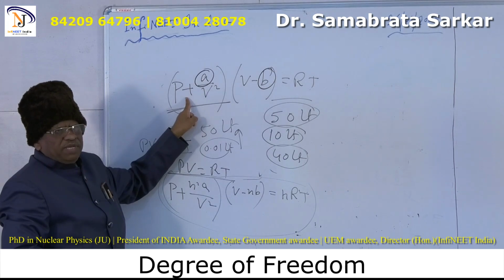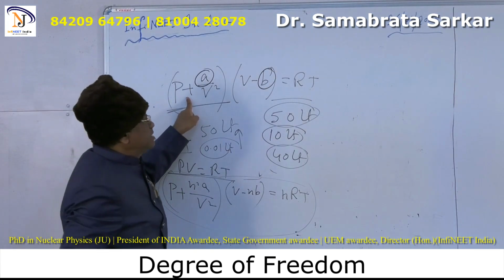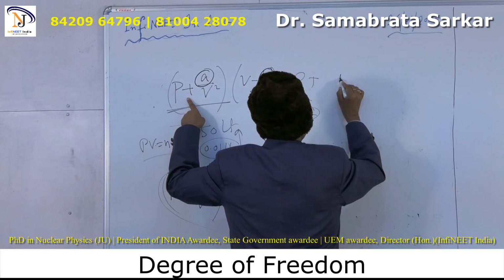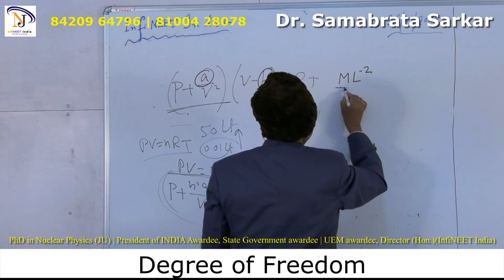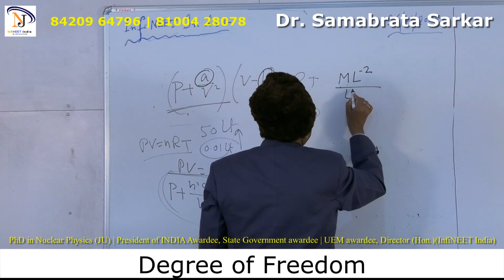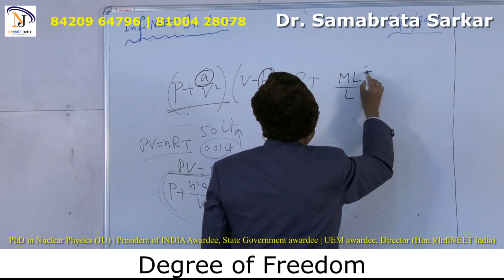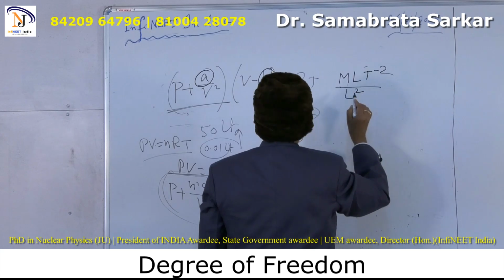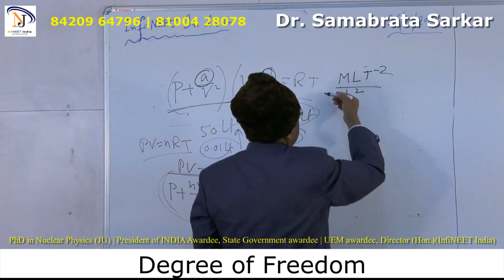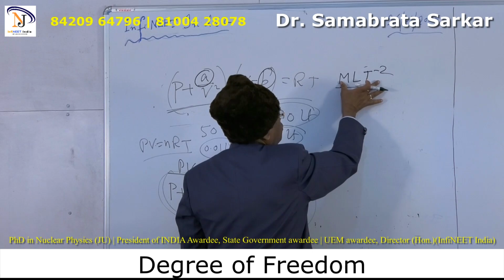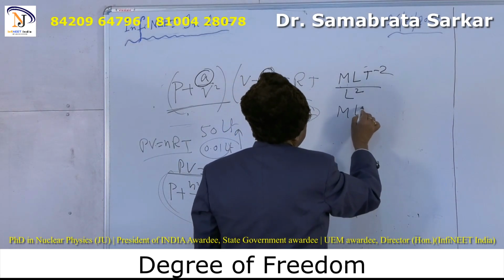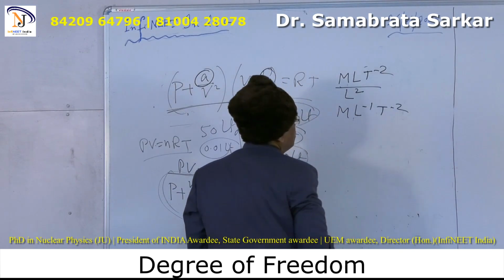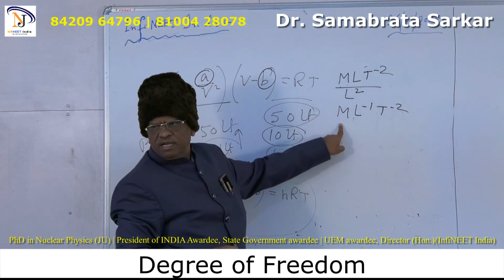That is Newton per meter square, or you can write it as M L to the power minus 1 T to the power minus 2. This is the pressure, force divided by area, that means M L to the power minus 1 T to the power minus 2. Clear or not? Is there any mistake here?